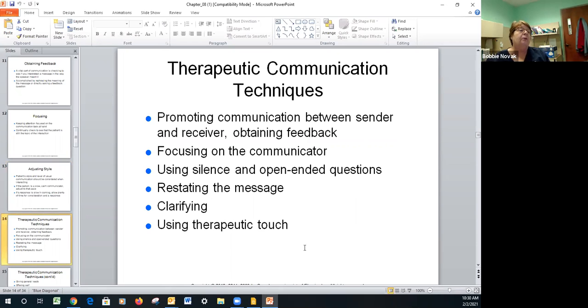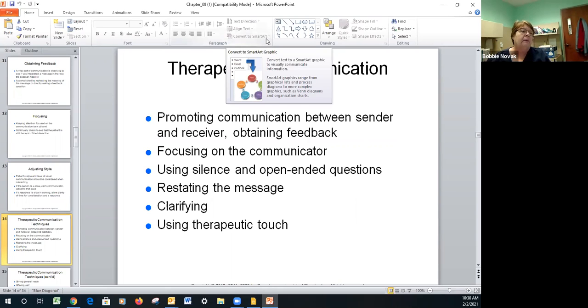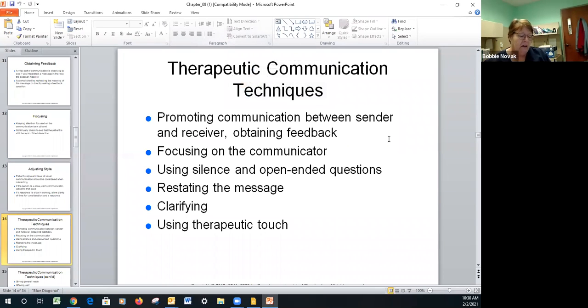Okay. Therapeutic communication techniques. Okay. So these are all listed on table 8.1 on page 105. All right. Promoting communication between the sender, receiver, and obtaining feedback. That is how we communicate. Focusing on the communicator, focusing on your patient. Using silence. Silence is really hard. It's really hard to sit there quietly while you're waiting for the patient to come up with the answer.